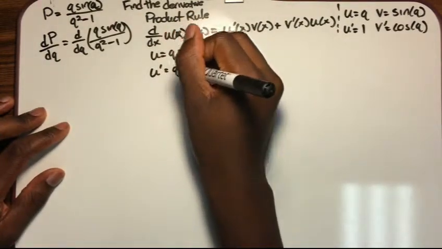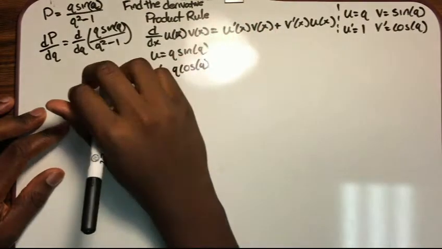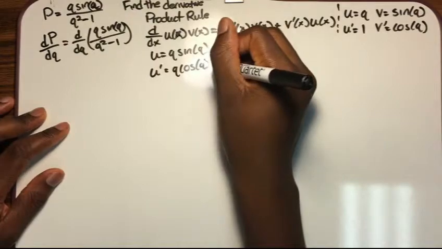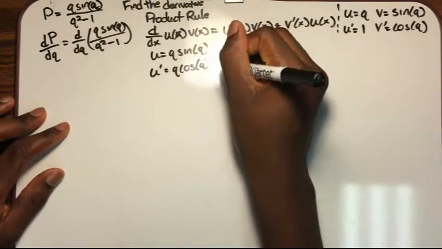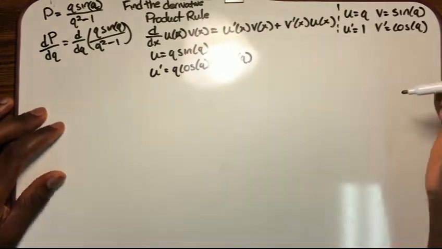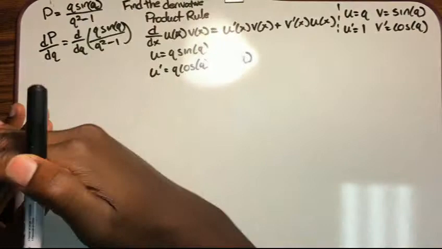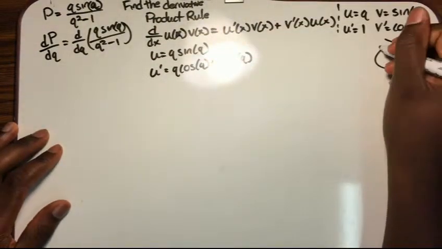And thus, using the product rule here, u prime will thus equal q cosine of q plus, excuse me, sine of q.